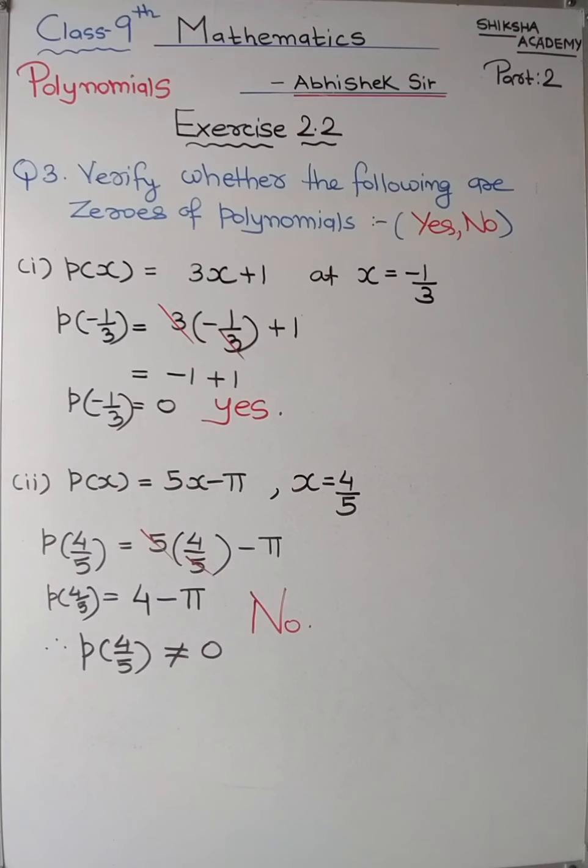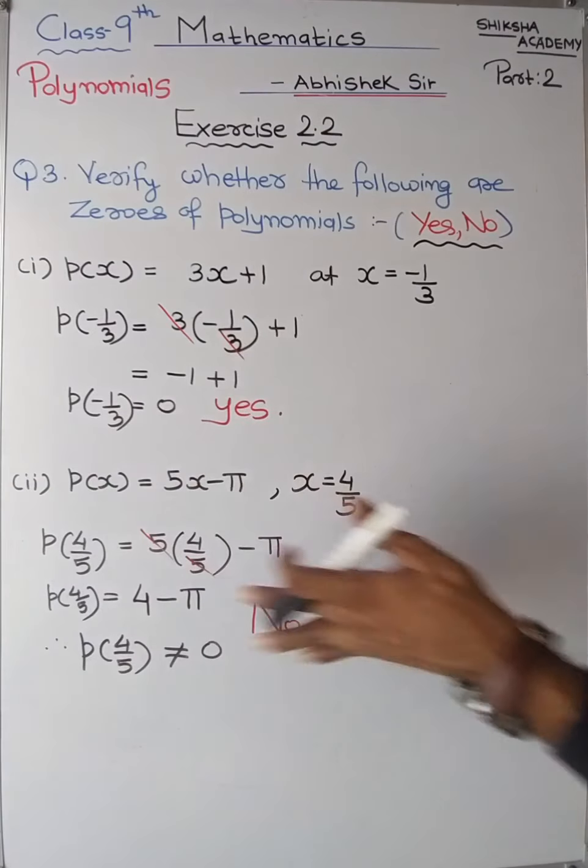Question number 3 is verify whether the following are zeros of polynomial or not. Right? So here the answer will be in yes or no only. If the final value is 0, then yes. If it is not 0, then no. So our answer will only be in yes or no. Clear? Verification means putting and showing the actual calculation.